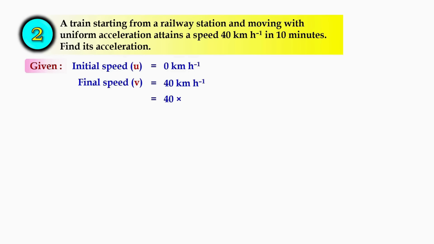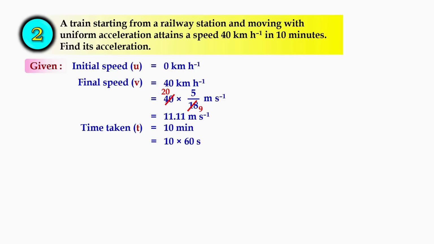We convert this into meters per second by multiplying by 5 upon 18. So, the final speed becomes 11.11 meters per second. Next, the time taken, t, is 10 minutes. Converting minutes into seconds, 10 minutes equals 10 multiplied by 60, which is 600 seconds.